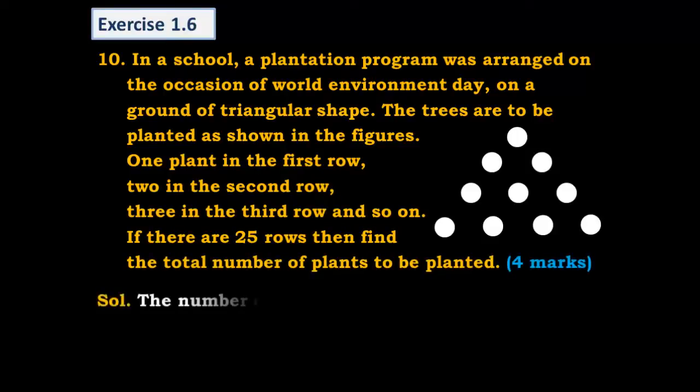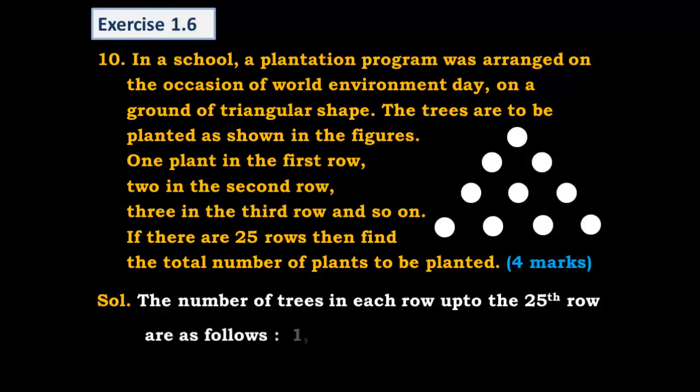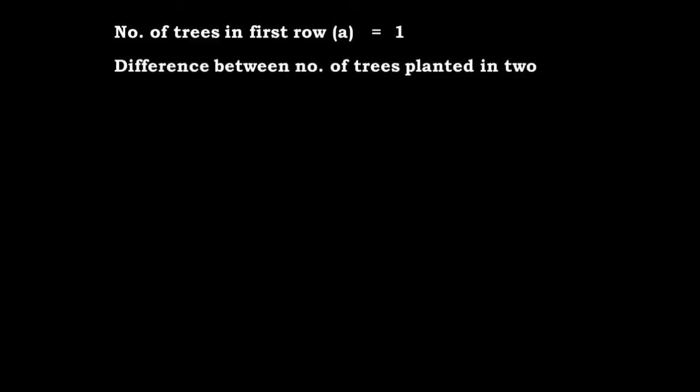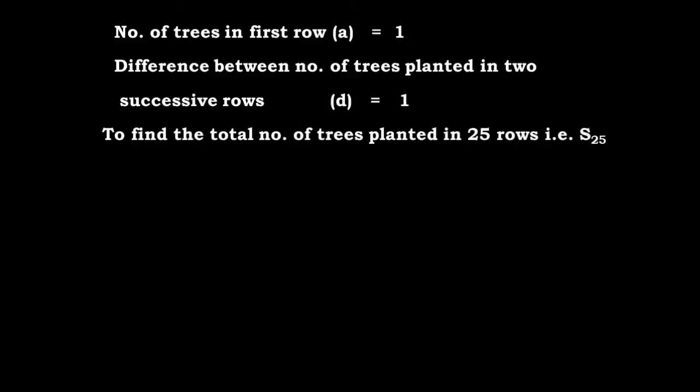See, the numbers of trees in each row up to the 25th row are as follows: 1, 2, 3, 4, 5, 6, like this. That means these numbers of trees planted in each row are in AP. So we can write the number of trees in the first row, A, is equal to 1. The difference between the numbers of trees planted in 2 successive rows, D, is equal to 1. And to find the total number of trees planted in 25 rows, you have to calculate S25.